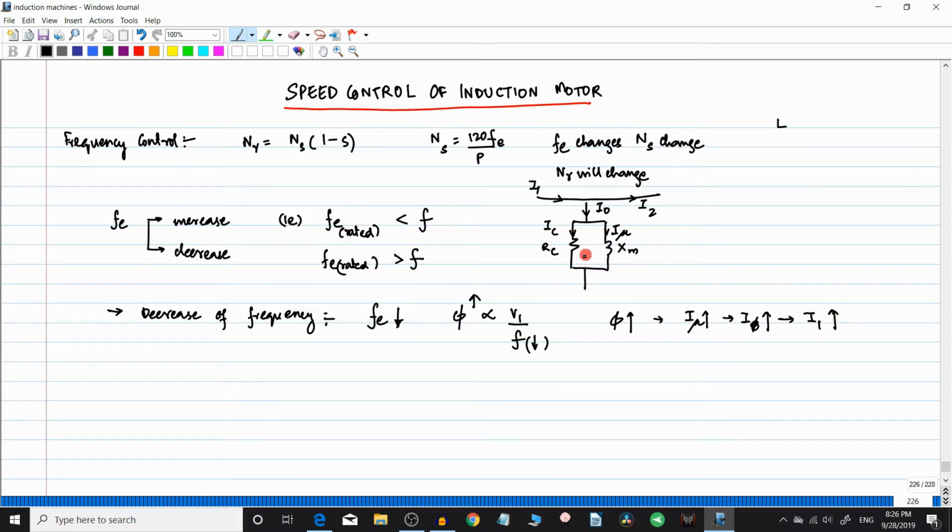Now the problem associated with the increase in I mu: we have already seen this when we discussed the torque slip characteristics, or when we look at the phasor diagram of the transformer. Whenever the no load current increases, that is, this I mu increases, the theta naught, which is the no load power factor angle, also increases. And when theta naught increases, naturally theta 1, which is the input power factor angle, also increases. Anytime the magnetizing component of current increases, the power factor will decrease.